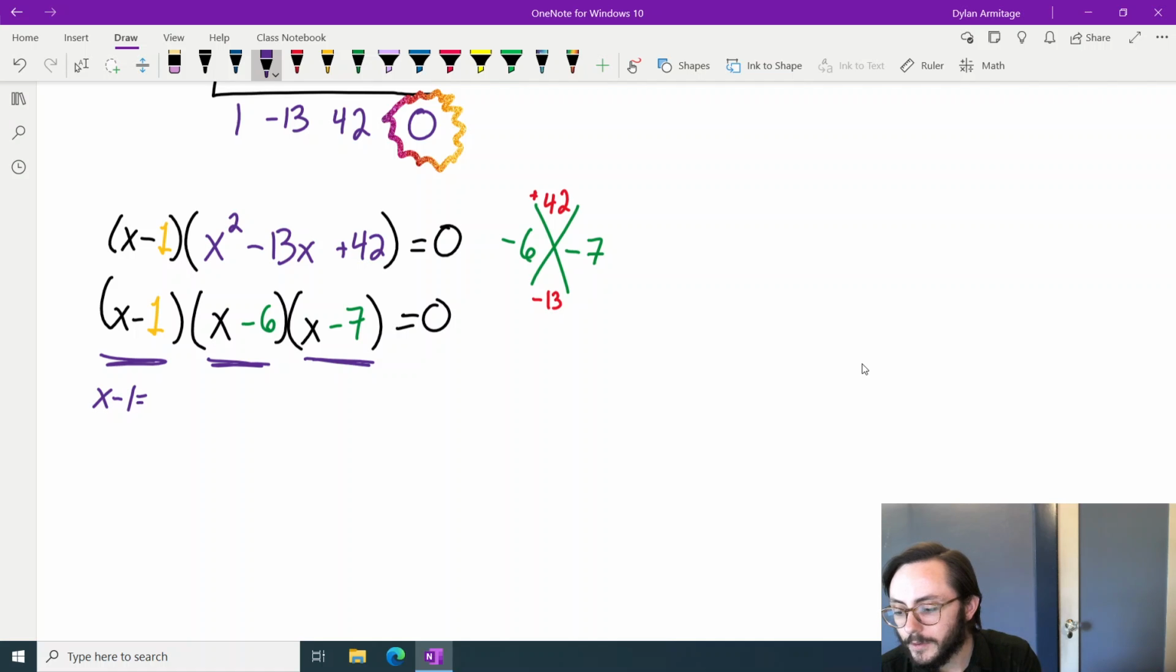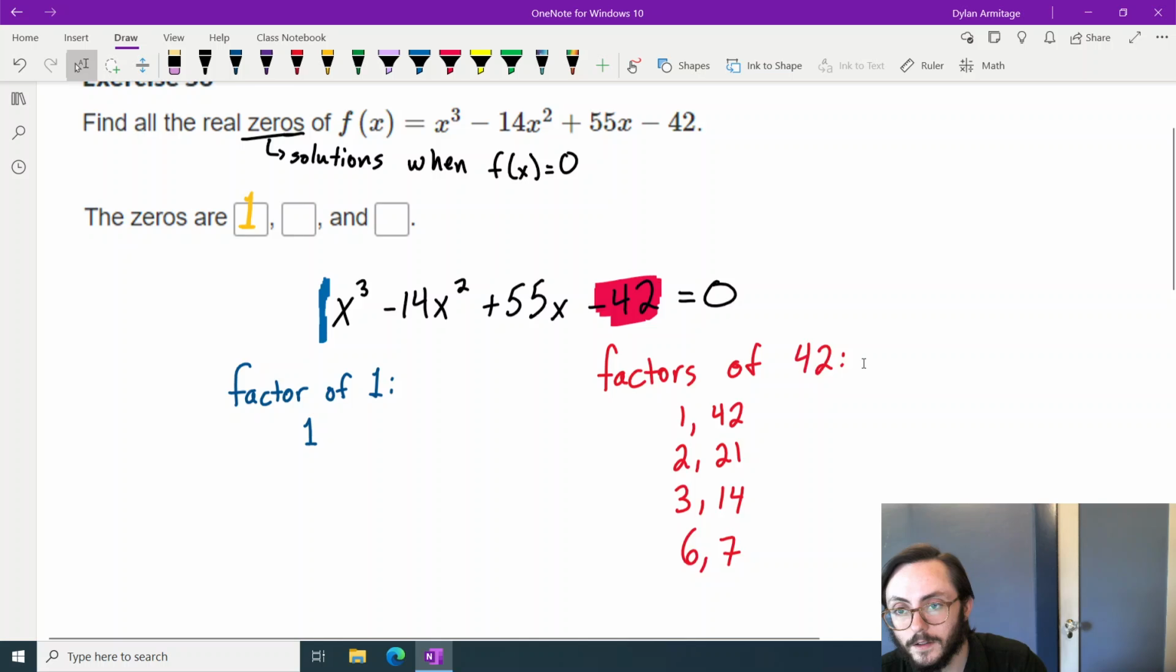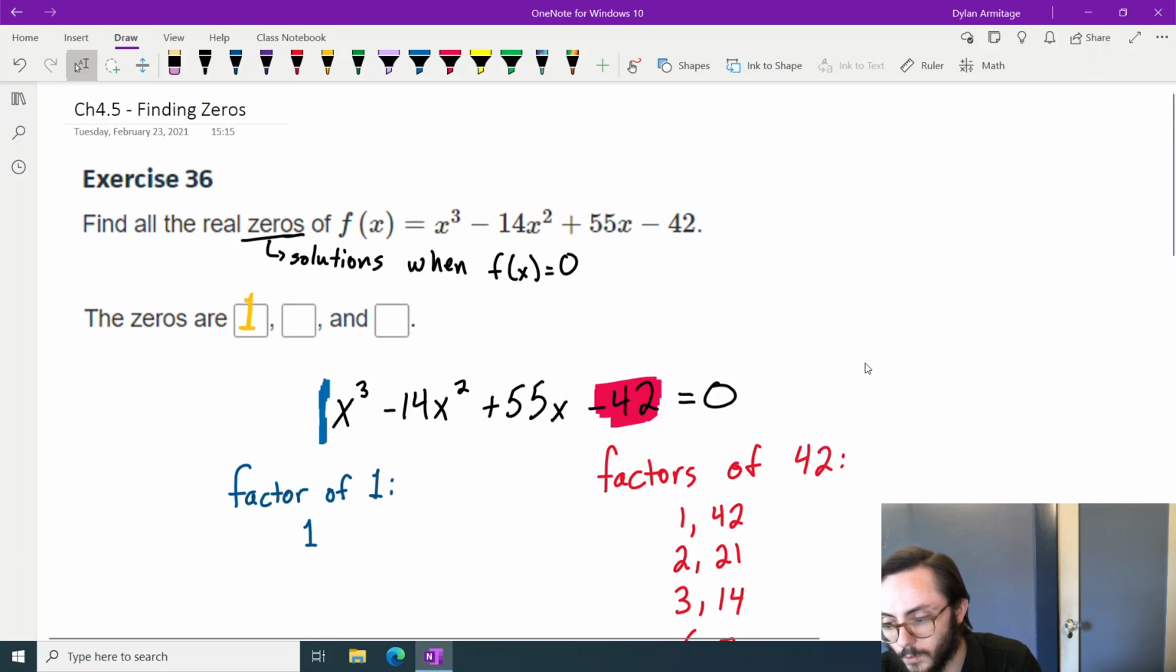X minus 1 equals 0. Well, we already got that, right? That was x equals 1 that we got before. Okay. X minus 6 equals 0, so that's x equals 6. Okay, we can put that one up. We have x minus 7 equals 0, so x equals 7. So we have 6 and 7. There we go. So the zeros are 1, 6, and 7.